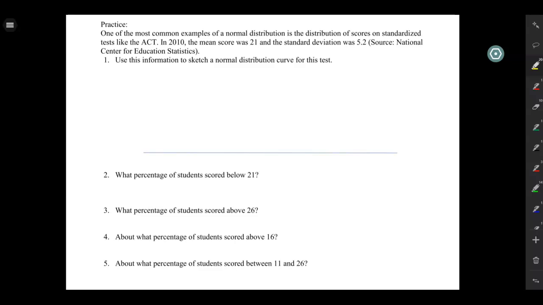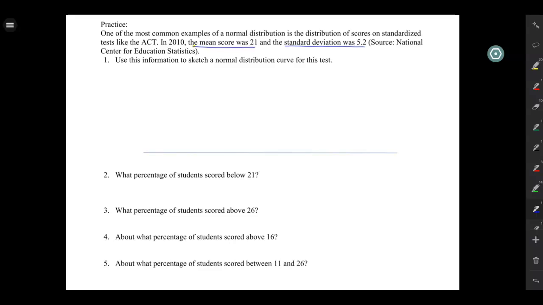So one example of a standardized test score is the ACT. Most of you guys have probably already taken this or are planning on taking it soon. So here's some information about the ACT. The mean score was 21 in 2010, and the standard deviation was 5.2. So what we're going to do is just sketch a normal curve of this and represent this scenario of the ACT.